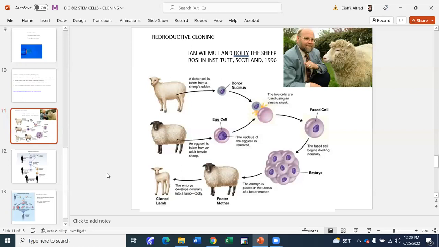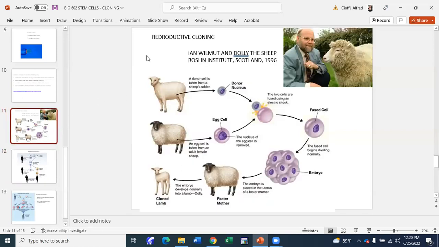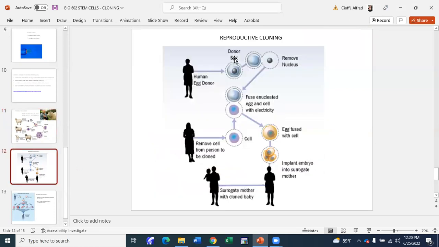Questions about reproductive cloning? Sorry, I should label this therapeutic cloning. I just noticed. Well, technically it's reproductive, but the motivation behind it was therapeutic. All right, so reproductive cloning, well, basically it's a rehash of what I've just been talking about.